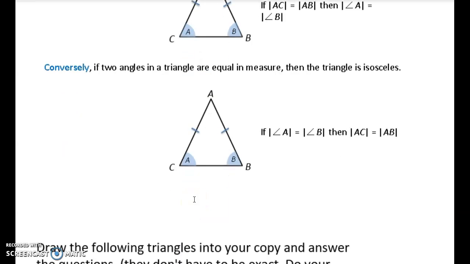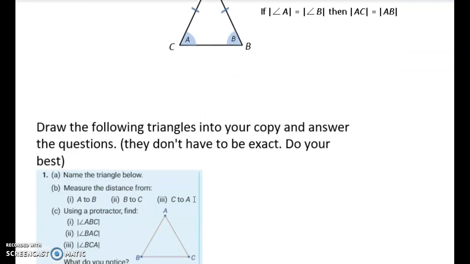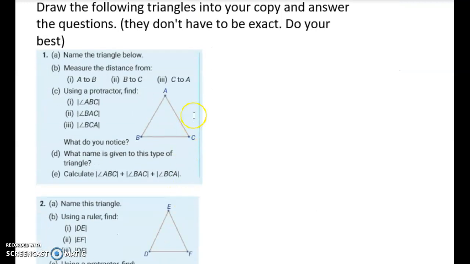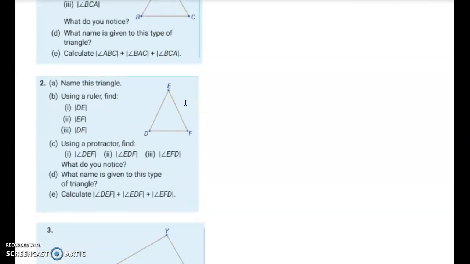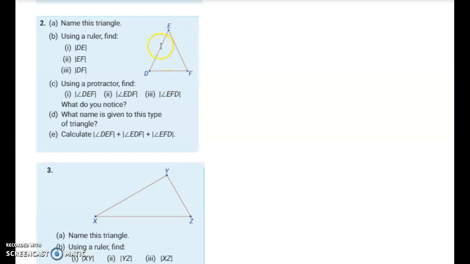Now, that's all the notes you have for today. Now we're just looking at the questions. So draw this in as best you can. It's an isosceles triangle. It doesn't have to be perfect as long as you draw an isosceles triangle. No, actually that's an equilateral triangle. Sorry. Draw that in. So just make sure that you draw a triangle where the three sides are the same length. This is an isosceles triangle, so you draw an isosceles triangle into your copy.